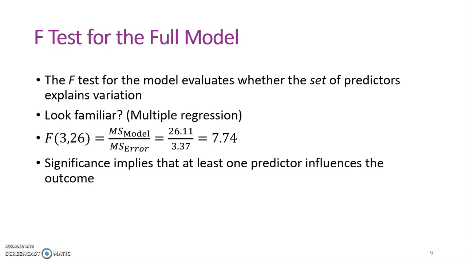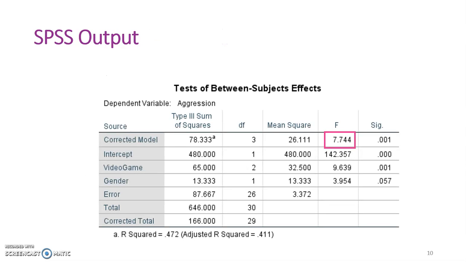This should look familiar to you because this is exactly how we calculate the F-test for the full model in multiple regression. We take the mean square for the model and divide it by the mean square error, and that gives us the F statistic. If the F statistic is significant, this implies that at least one predictor is influencing the outcome, if not both. And here's where we find that information for the F-test in the SPSS output.